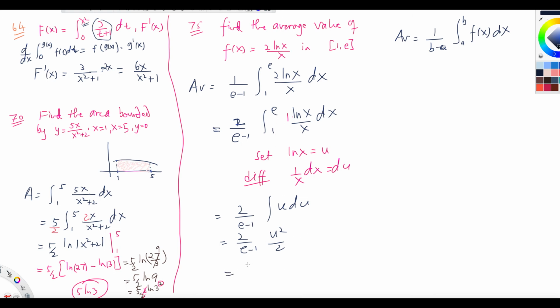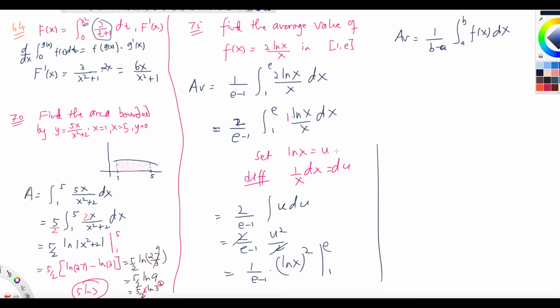Now the 2 and 2 will cancel out. So you write 1 over (e minus 1) times u squared, where u is natural log of x. So natural log of x, squared. Then what is the limit? Don't forget the limit, 1 through e. That is the limit for x. I did not put that limit here because I changed to u.